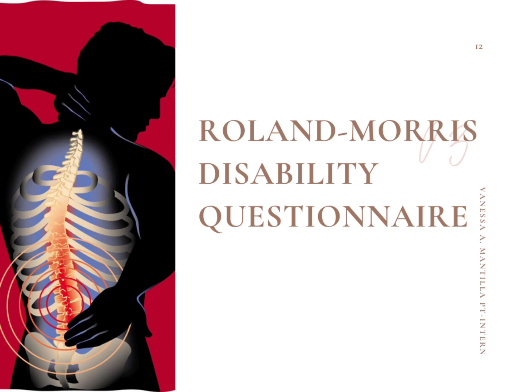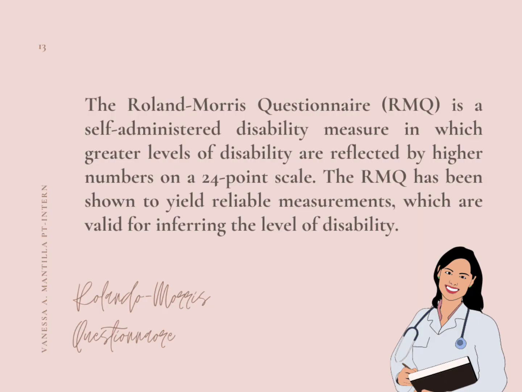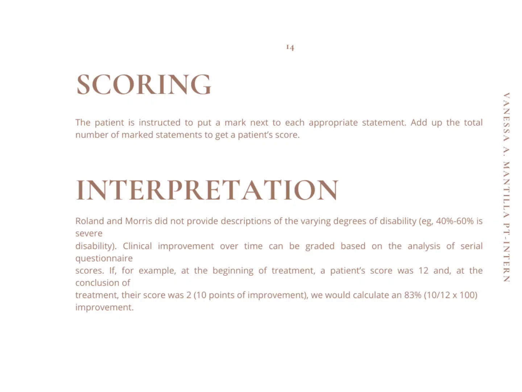Now for the last part, the Roland-Morris Disability Questionnaire. The Roland-Morris Questionnaire is a self-administered disability measure in which greater levels of disability are reflected by higher numbers on a 24-point scale. The RMQ has been shown to yield reliable measurements which are valid for inferring the level of disability. Now for its scoring.